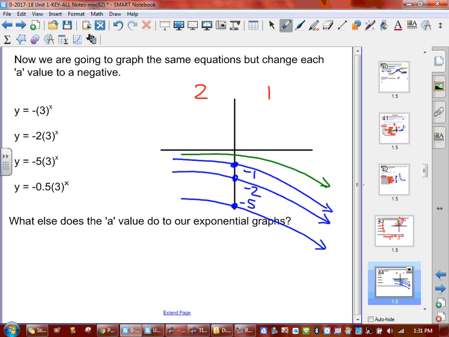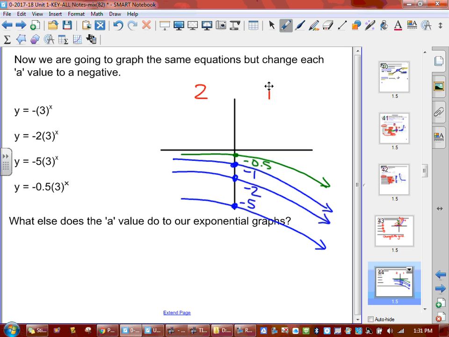So what did it do to our graphs? It gave us a reflection in the x-axis. So everything that was up here flipped and came down here. That's all that happened. So it was an increasing function above, but on the bottom end, it's going to be a decreasing function. Okay? So that's what happens to it. Good to go?